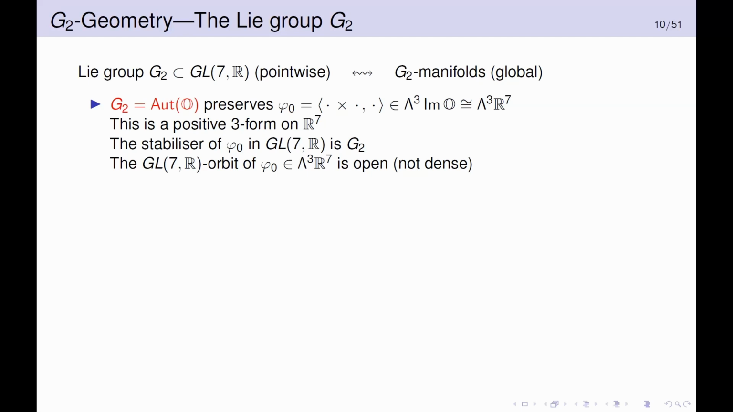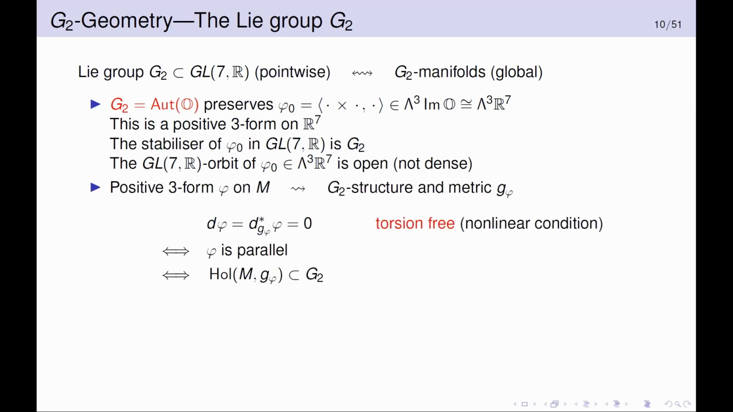And the funny thing is that the GL7 orbit of phi 0 in all 3-forms on R7 is open, but it is not dense. And yeah, it's not dense because the orbit for the other signatures is also open, and you have degenerate 3-forms in between. But somehow a phenomenon like this tells you that you are out of algebraic geometry.